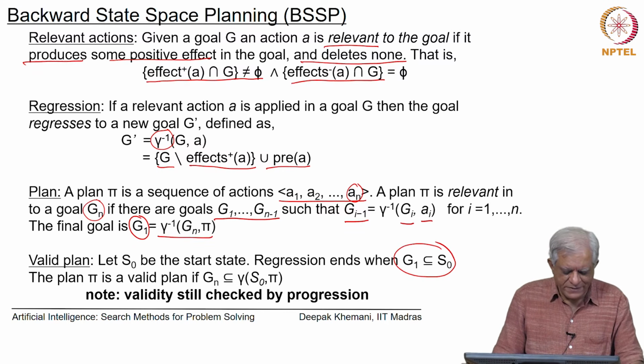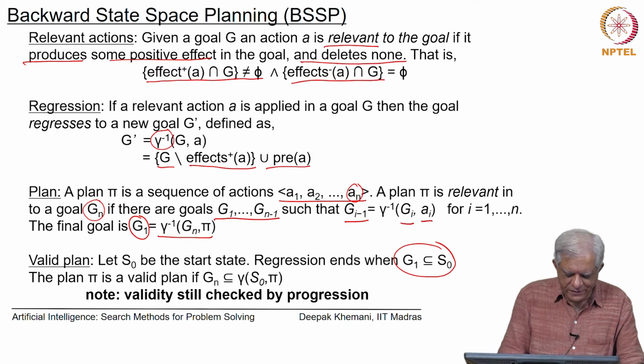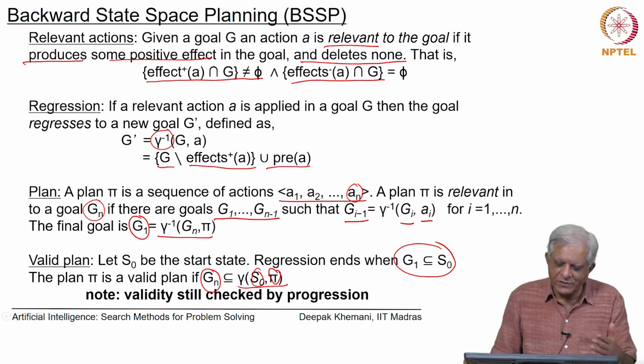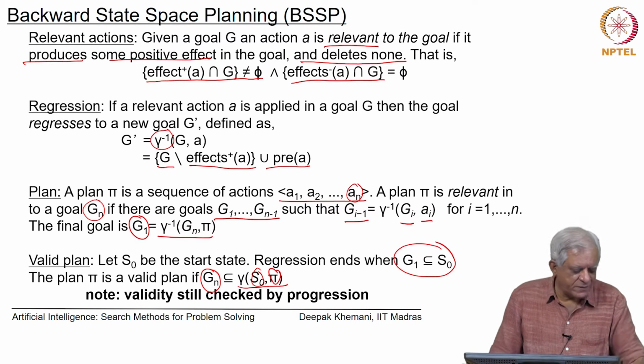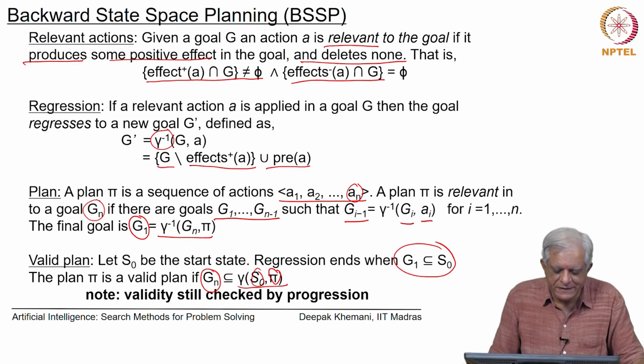The plan pi is a valid plan only if the goal n that you have belongs to the state which you get by progressing from the start state using the plan pi, and then you reach a goal state. So, validity of a plan is still checked by progression, and we will just discuss that quickly before we wind up for the day.